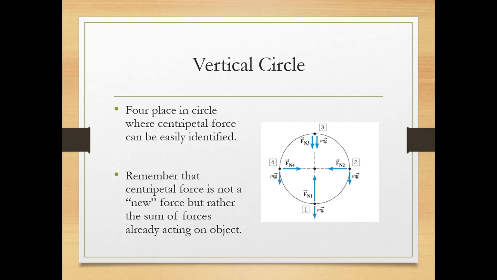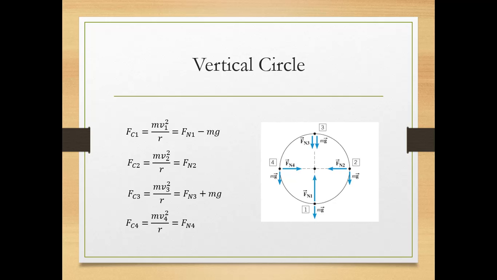Now, I've put normal force in here because if we think about moving in a vertical circular track, it's really the normal force pushing up. Remember that centripetal force is not a new force, but rather the net force, or the sum of the forces acting on the object. So let's look at a couple of these locations. Let's make the assumption that we're traveling in this circle at a constant speed, just to make our life a little bit easier.